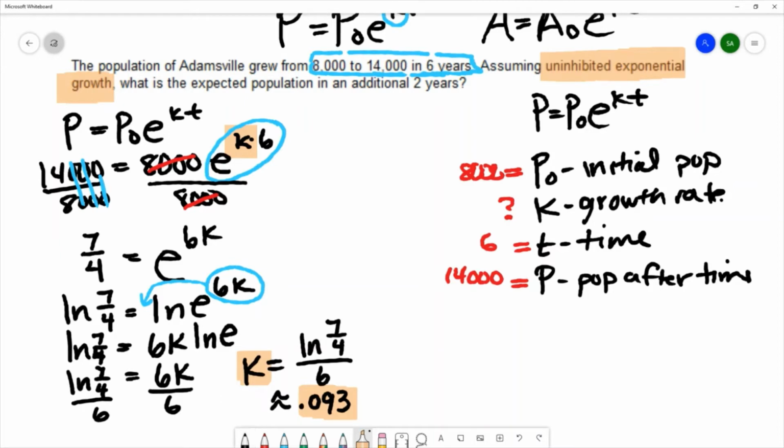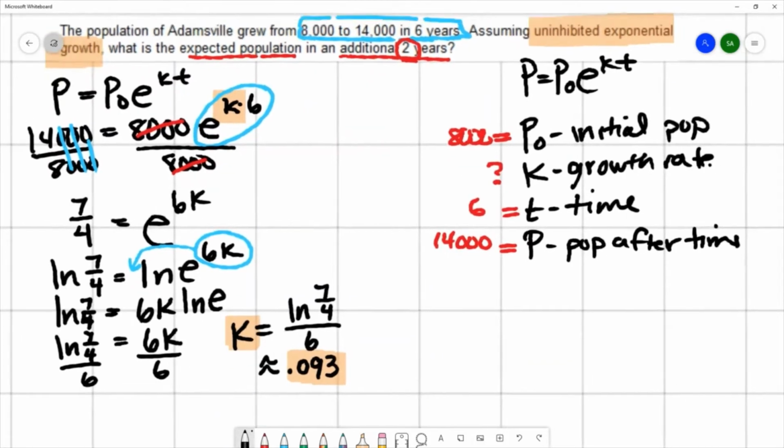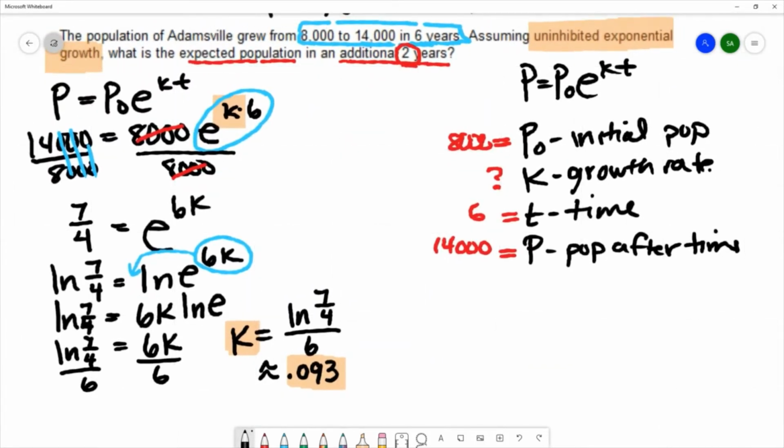So now that we have the growth rate, we can answer the second part of the problem. It says, assuming uninhibited exponential growth, what is the expected population in an additional 2 years? So we want to go 2 more years and find out what that population would be. There are 2 ways that you can go about this. Let me write those 2 ways.